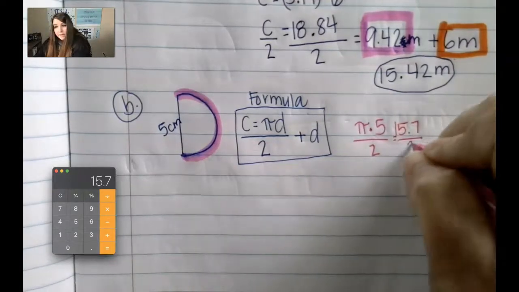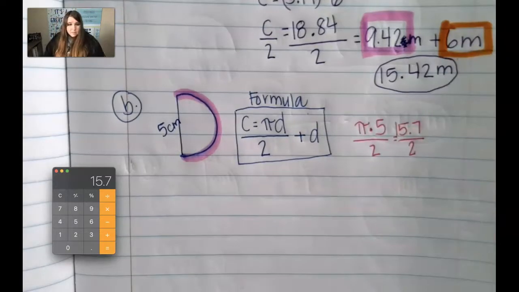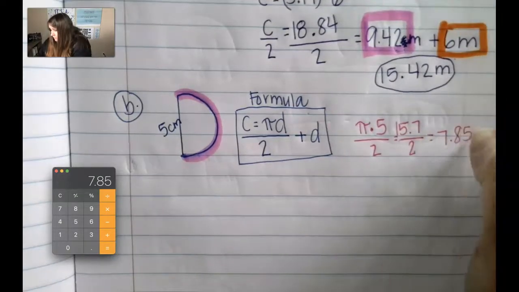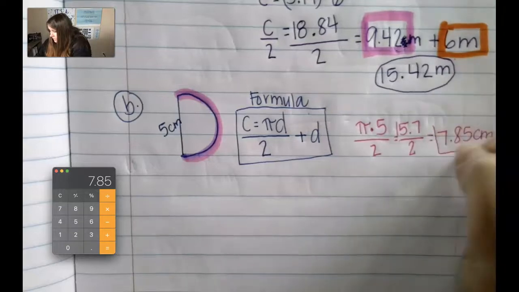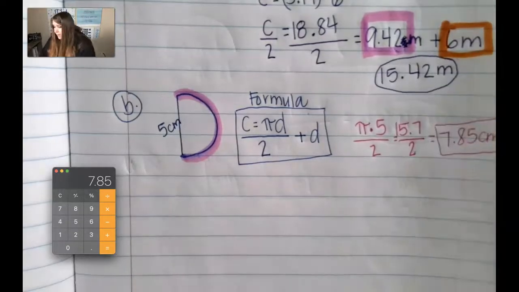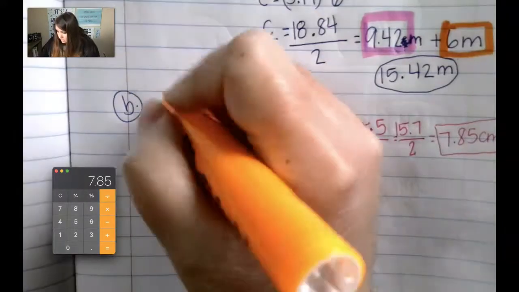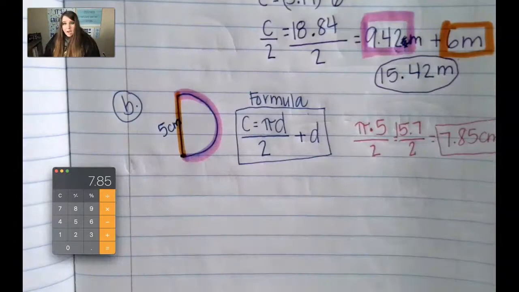We're going to then cut that in half. So 15.7 divided by 2. Okay, that gives us 7.85 centimeters. Okay, this is the pink part. Now we need to find this part to get the entire perimeter.